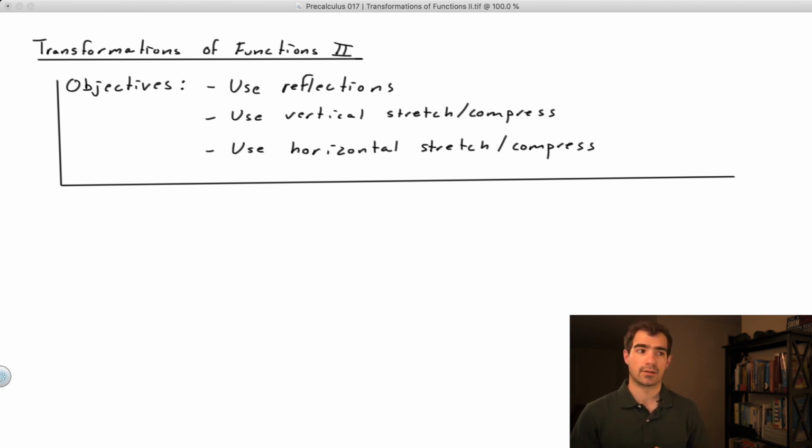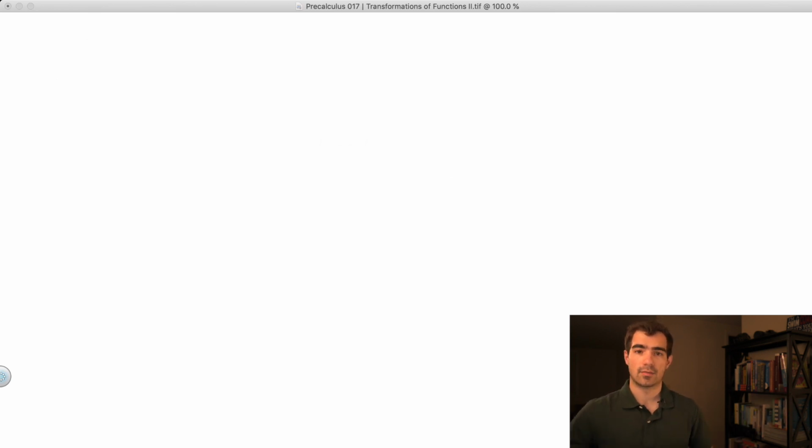In particular, we can reflect it, sort of create a mirror image of it about the x or y axes. We could stretch it or compress it up and down vertically, or we could stretch it and compress it side to side or horizontally. But let's start with reflections. This can be done both about the y-axis and the x-axis.